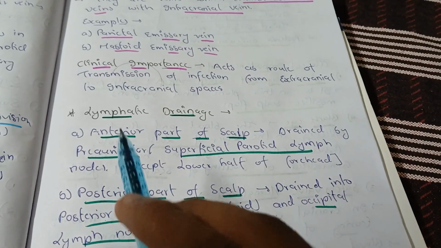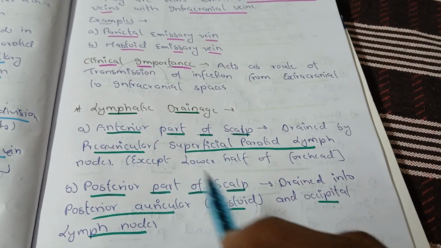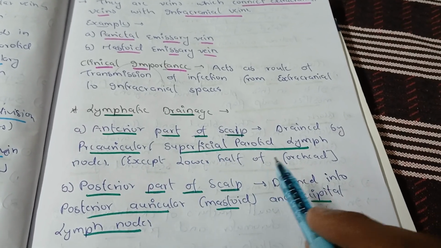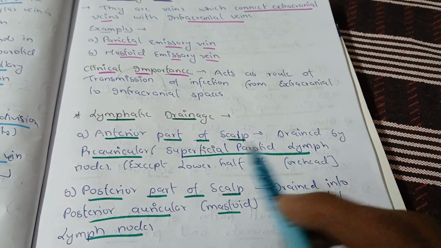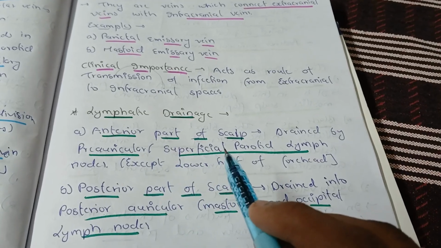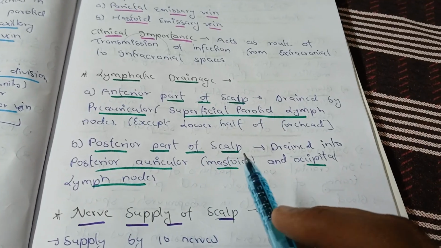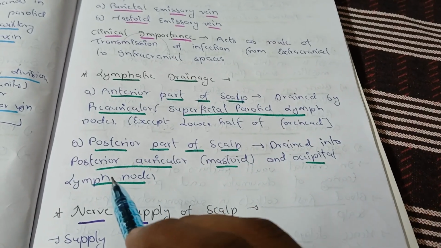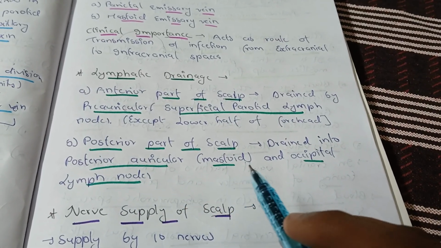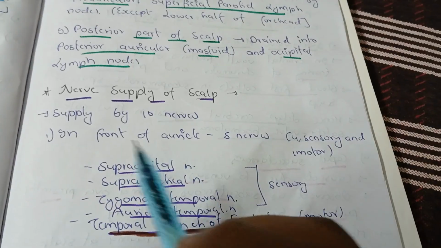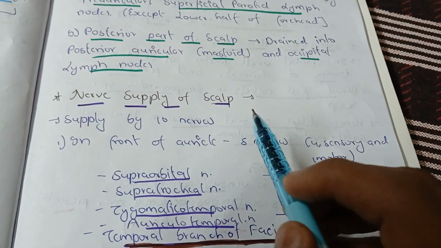Now let's go into the lymphatic drainage of the scalp. The anterior part of the scalp, except for the lower half of the forehead, is drained by the preauricular, also known as the superficial parotid lymph nodes. The posterior part of scalp is drained into the posterior auricular lymph nodes, also called as the mastoid, and the occipital lymph nodes. Now let's get into the nervous supply of the scalp.